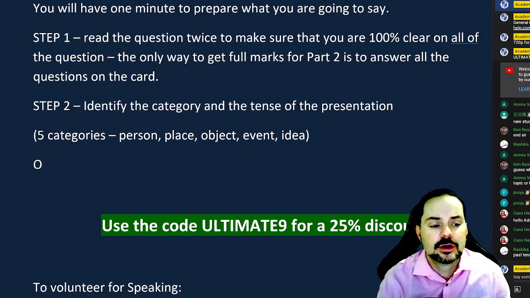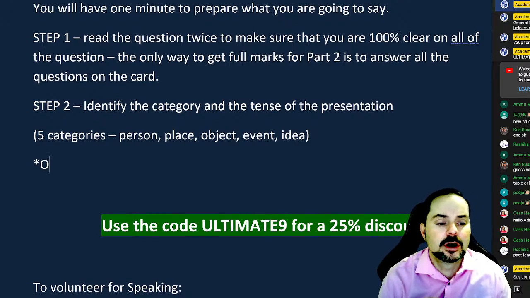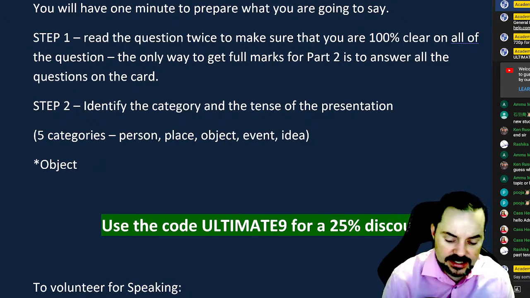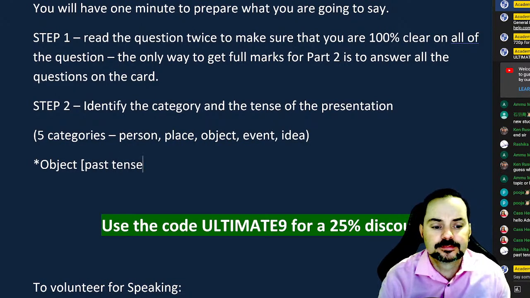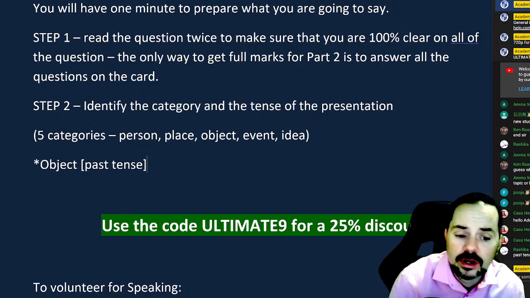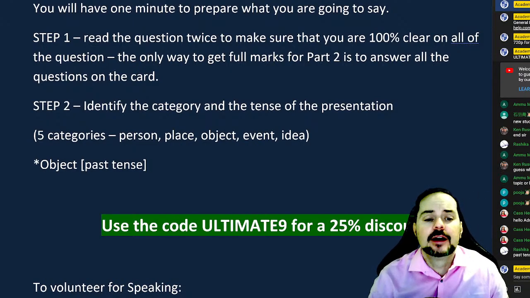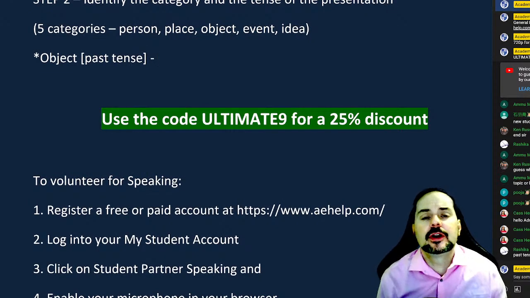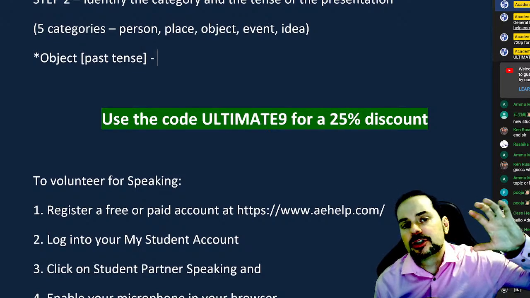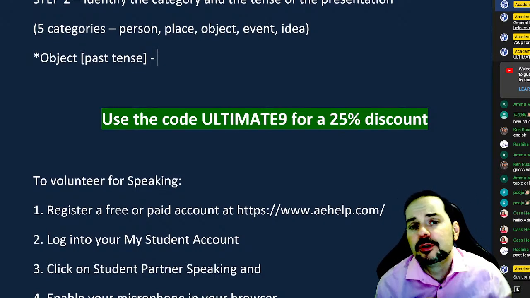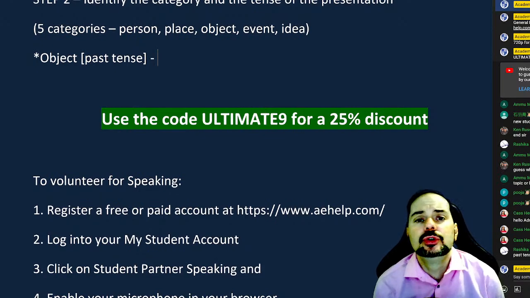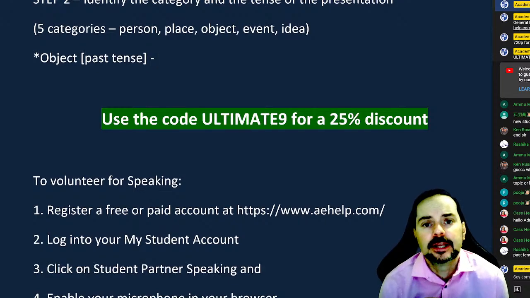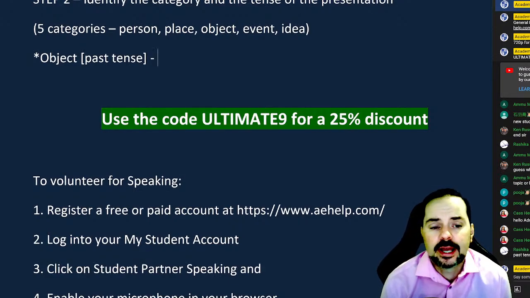Yeah. So here we're talking about an object in the past tense. Yeah, because it's an object that we got during a vacation, right? And when we talk about an object, there are certain steps, certain points that we have to focus on in order to get full marks, in order to speak clearly and in a structured way to the listener, right?